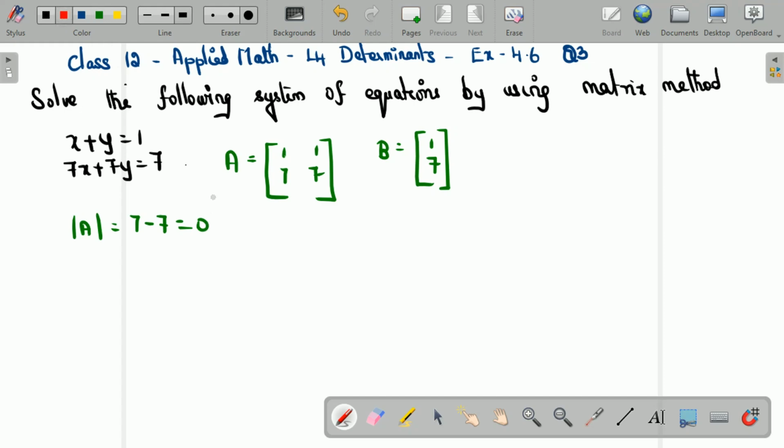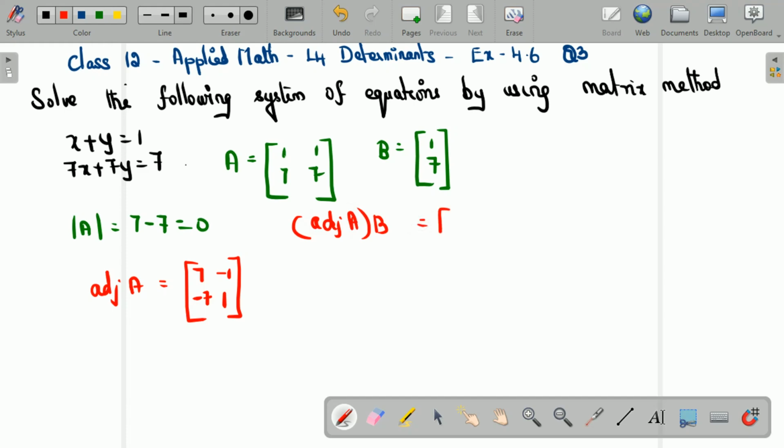So let's compute what is adjoint matrix. So adjoint A is, since it's a 2 cross 2 matrix, I'm simply swapping the places. 7, 1. This will be minus 1 and minus 7. Now this matrix I'm going to multiply with B. So adjoint of A into the matrix B.